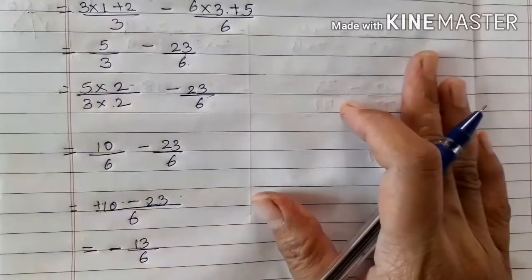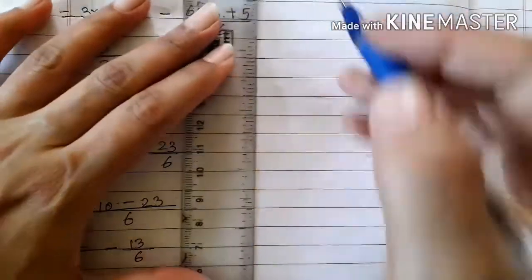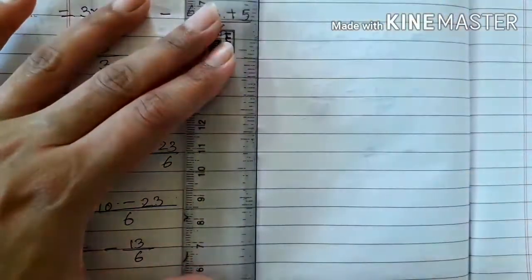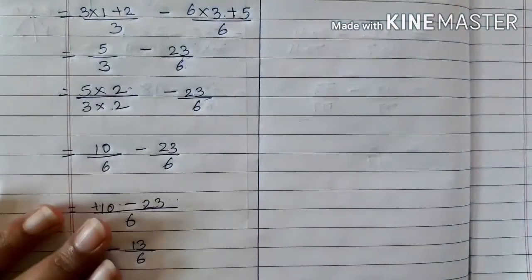Okay children? The fourth sum is also the same, so I won't be solving it. In the same manner you all have to solve it. Okay?